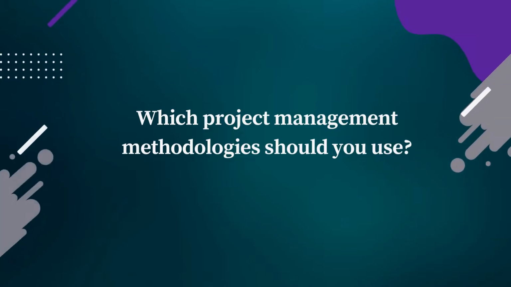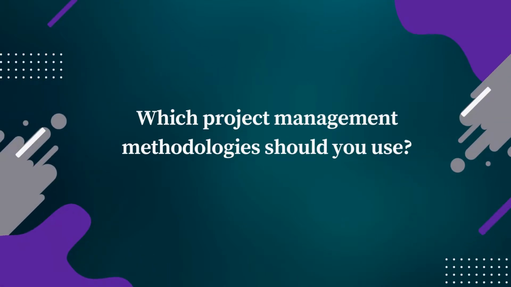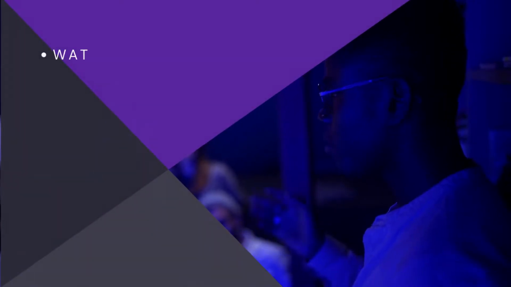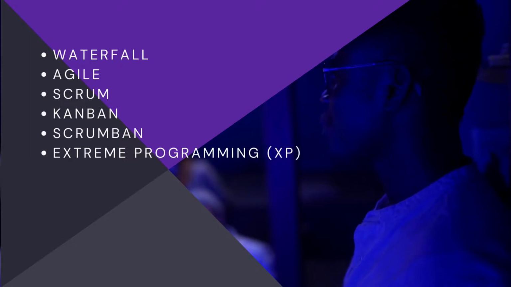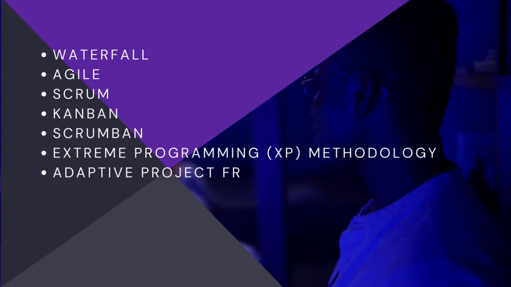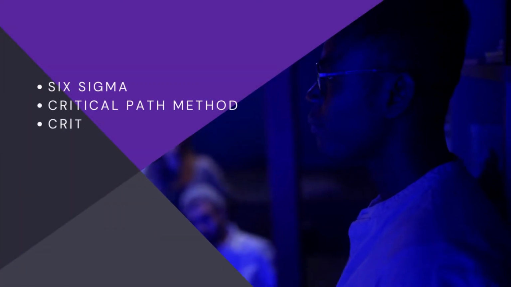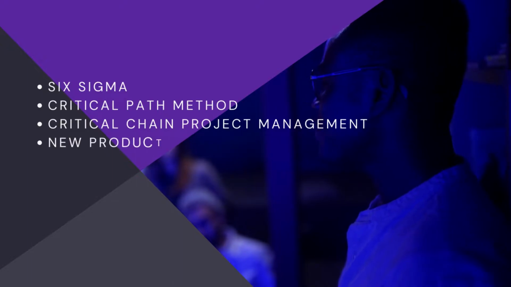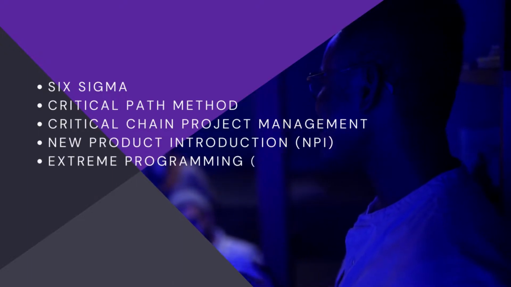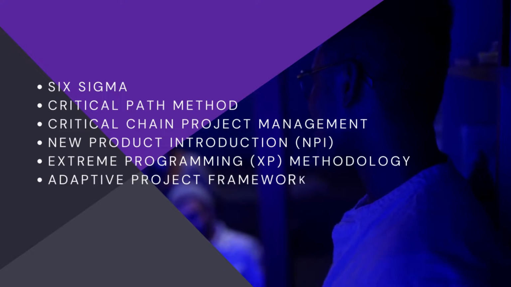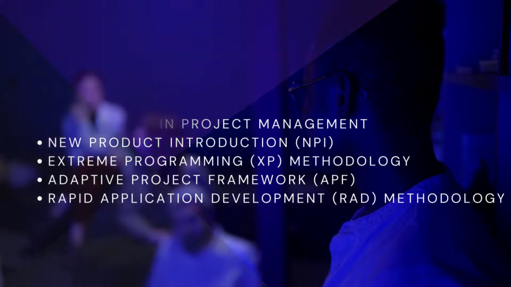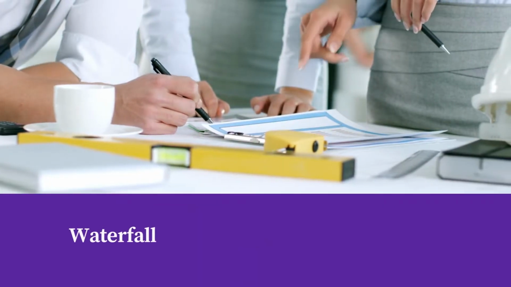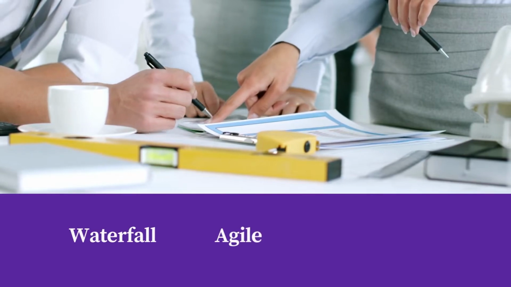Which project management methodologies should you use? Here are the methodologies you can choose from: Waterfall, Agile, Scrum, Kanban, Scrumban, Extreme Programming XP, Adaptive Project Framework APF, Lean, Six Sigma, Critical Path Method, Critical Chain Project Management, New Product Introduction NPI, Rapid Application Development RAD, and more. But let us discuss the most commonly used. Let's find out what's best for you.